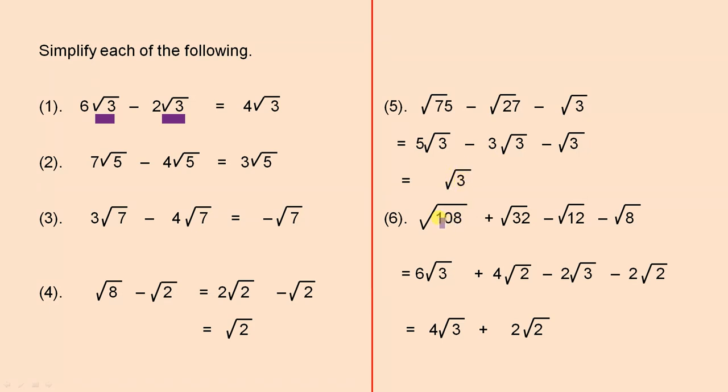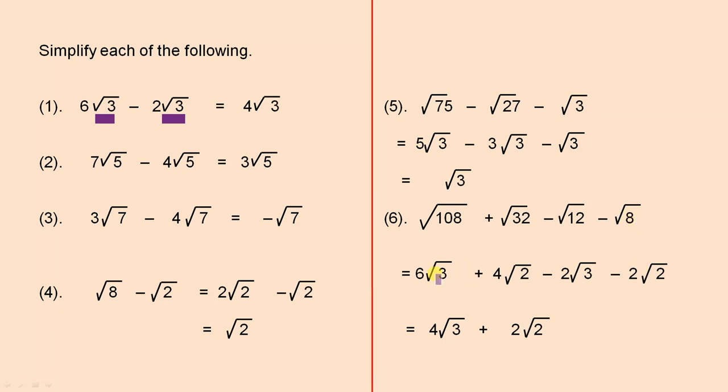And the last example, the square root of 108 plus the square root of 32 minus the square root of 12 minus the square root of 8. The square root of 108 is 6 root 3. The square root of 32 is 4 root 2. The square root of 12 is 2 root 3. And the square root of 8 is 2 root 2.